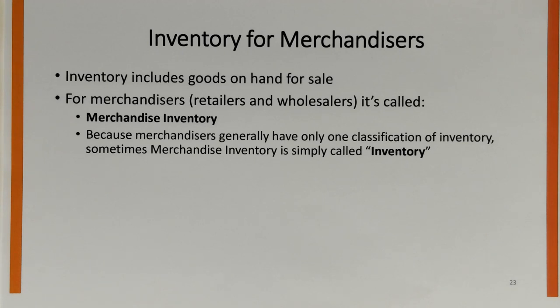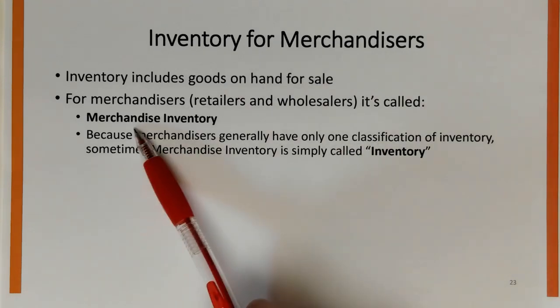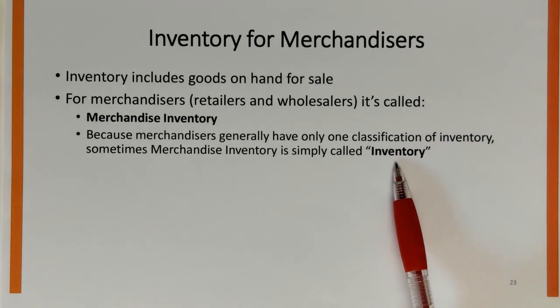Now, we've been talking about shoe stores and bookstores and so forth. These companies are merchandisers. That is, they buy product that's basically ready to resell. Merchandisers include both retailers and wholesalers. Wholesalers sell to other companies that will then retail the product, generally speaking, and retailers sell product to the ultimate consumer. So the inventory for this type of company would be called merchandise inventory. However, usually merchandisers only have one classification for inventory. So sometimes instead of calling it merchandise inventory, they will simply refer to it as inventory.